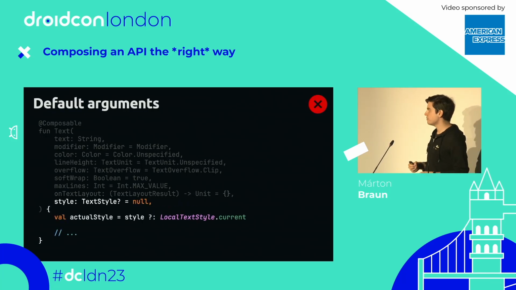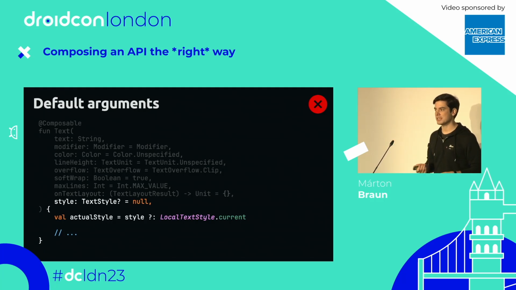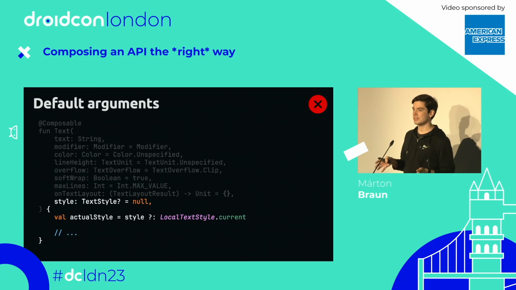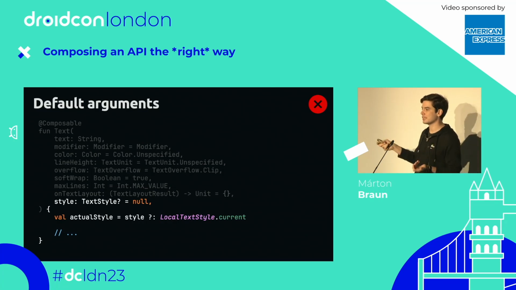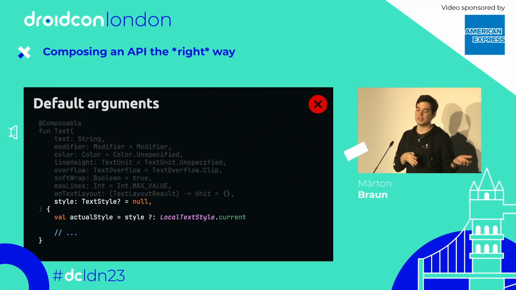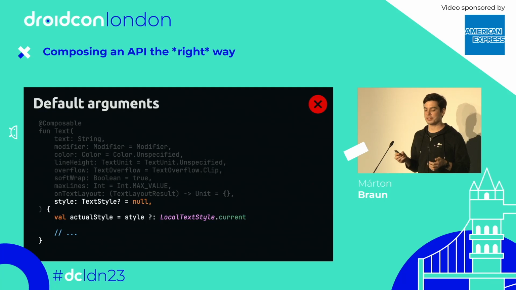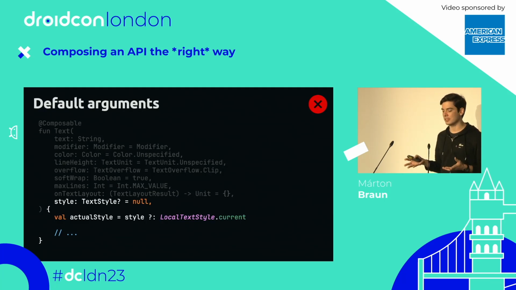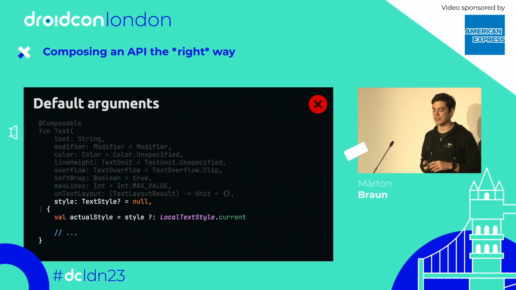Something you should not be doing, which you might be tempted to do, is using null values in your default arguments to mark that a value has not been provided by the caller. So, for example, you might think that you can just have a nullable style here. You'll use a null value by default, and then within your implementation, you'll resolve that to some kind of default value instead, like the composition local, if an actual value hasn't been provided. But you should try to stay away from this. You should not use null as a marker that just means use a default instead. You should just use the default value itself, as we've seen on the previous slide.